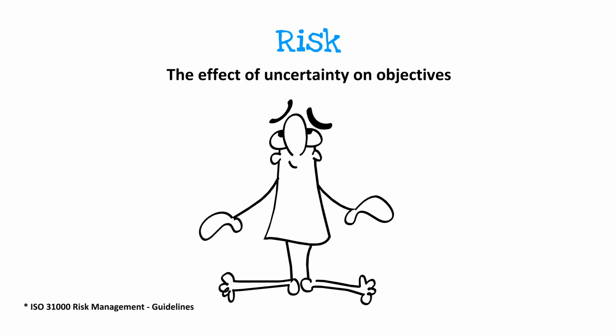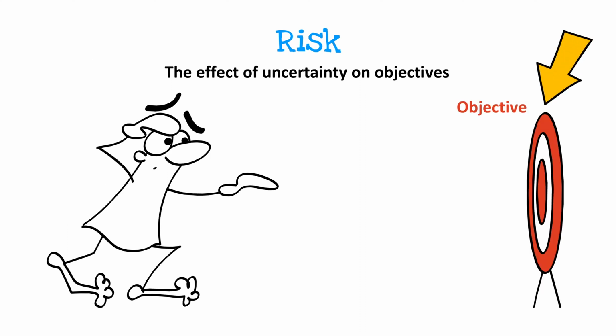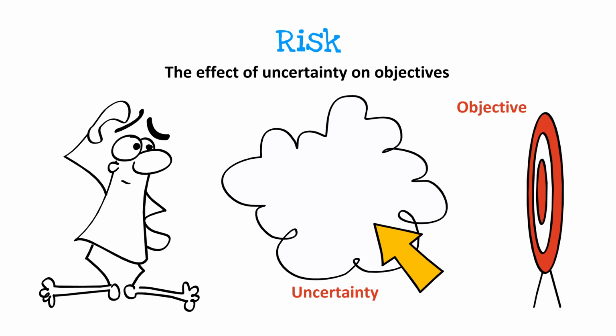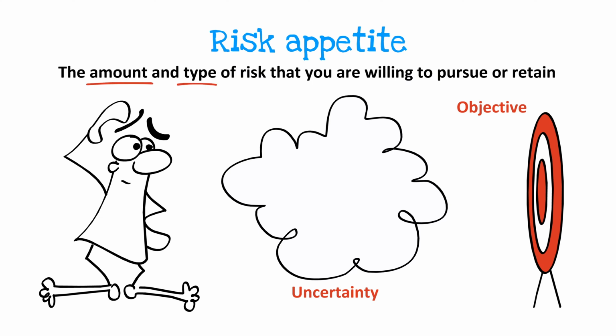To conceptualise this, let's assume that this is you here on the left and your objective is to reach the target over here on the right. Then you can imagine uncertainty as everything that lies between you and your objective. If we now place risk appetite as an overlay to this model, then you can view risk appetite as the amount and type of uncertainty that you're willing to retain or pursue whilst trying to achieve your objectives.